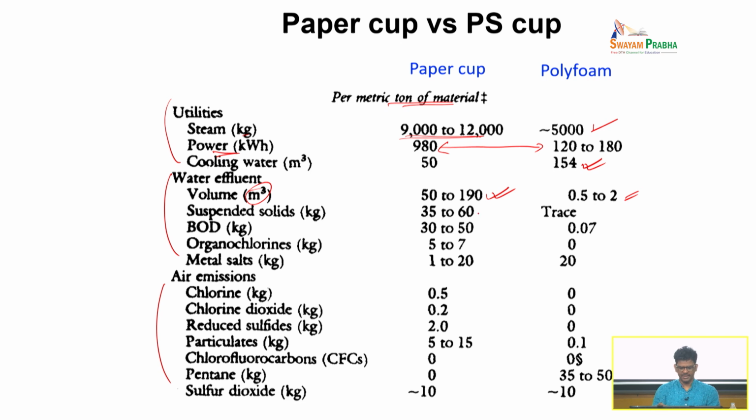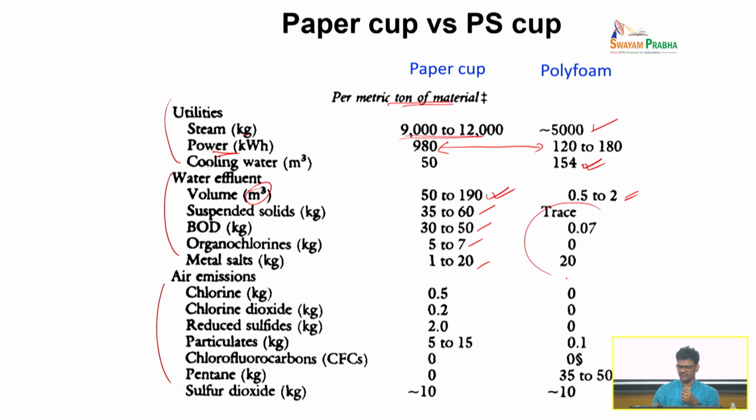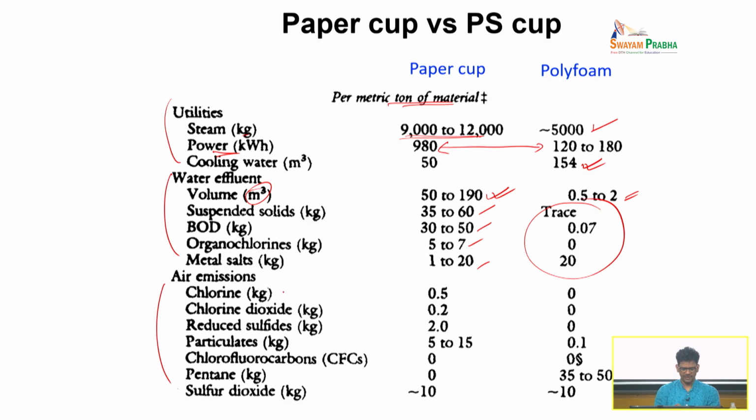And within that, if you compare suspended solids, biological oxygen demand, and chlorines and metal salts, because in the pulping process you have all these additional chemicals, and that's going to reflect in your effluent stream. Okay, whereas the amount of inorganic chemicals used in polystyrene is much less, because it is mostly a thermal process. You don't involve water, you don't involve very much of the salts. So clearly the amount of water waste created, or the contamination in the water, is much less in the case of polyfoam.